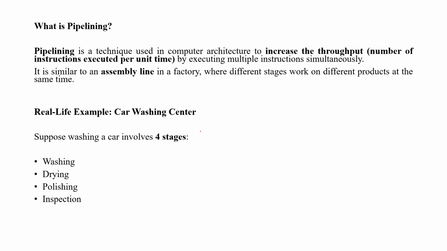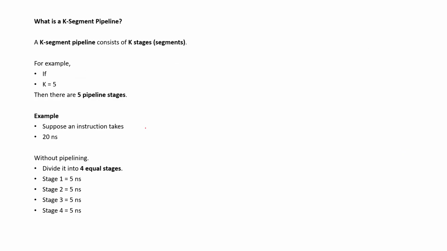That is called a pipeline. It's similar to an assembly line in a factory where different stages work on different products at the same time. For example, take a car washing center. Four stages will be there: washing, drying, polishing, and inspection. In pipelining, it is divided into segments, four equal stages of 5 nanoseconds each, so one stage completes in 5 nanoseconds.